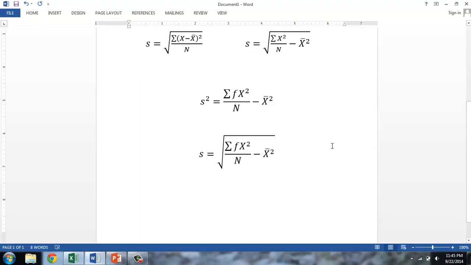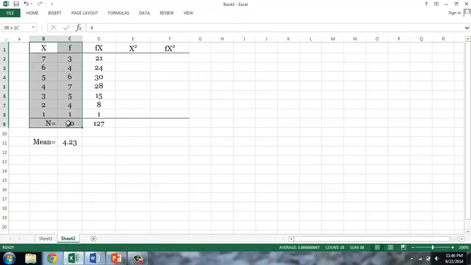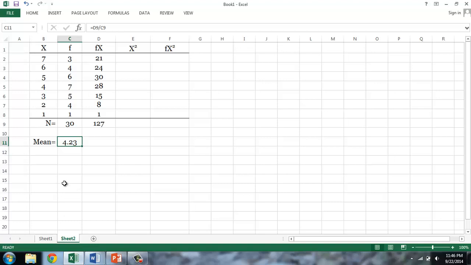The formulas for simple frequency distributions are very similar to the formula for a set of scores. The only real difference is that they now include an f, or frequency variable. Here is a simple frequency distribution, also copied from the previous chapter of the textbook, and I've already created an f times x column in order to calculate a mean for this frequency distribution.